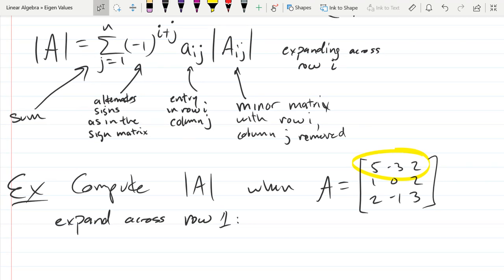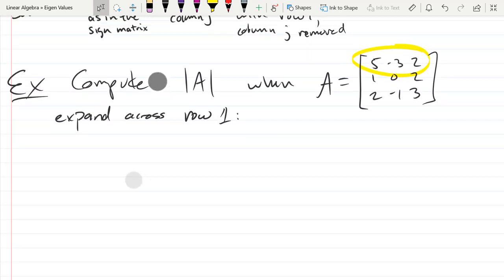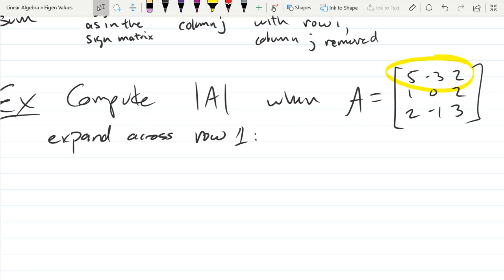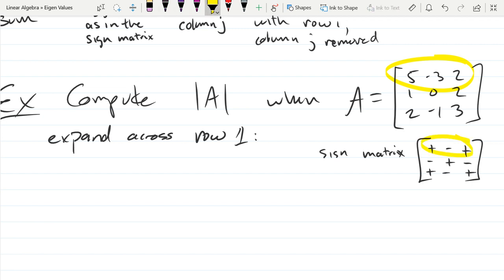I am going to use the formula at the top of the board, but I'm not going to look at it while I use it. I'm just going to show you how to use it without really paying attention to it. So we need a sign matrix, and the sign matrix needs to be 3x3. And we are going across row 1, so I'm going to highlight row 1.